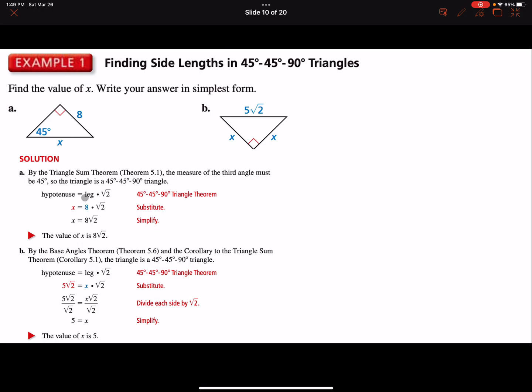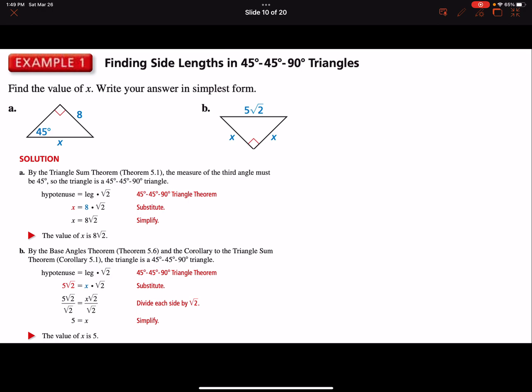If you want to see the work, it's right here. Again, we know the leg is 8, and hypotenuse is equal to leg times root 2. So x equals 8 times root 2, which is just 8 root 2. Down here, same situation. This time we have the hypotenuse, we don't have the leg. If to get 5 root 2, we did leg times root 2, then we can set 5 root 2 equal to x root 2, divide both sides by root 2. The root 2's all cancel, we're left with 5 equals x. So the value of these legs is 5.